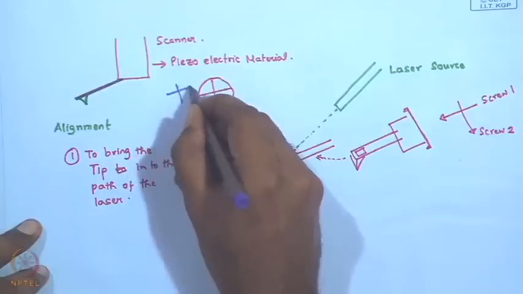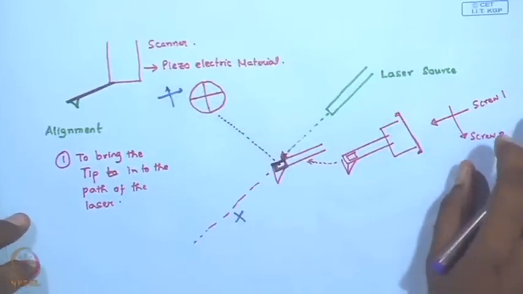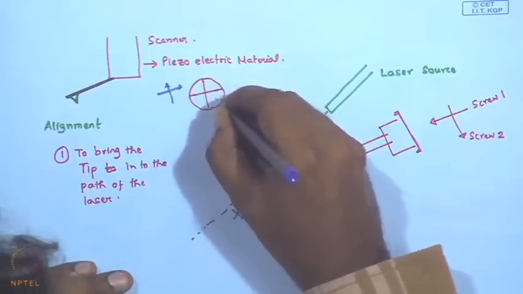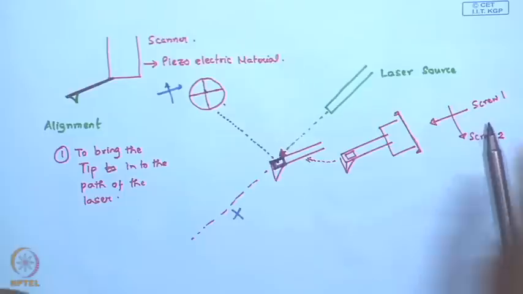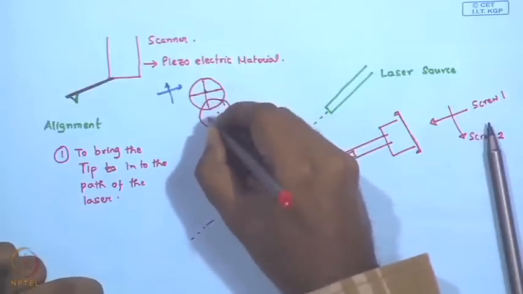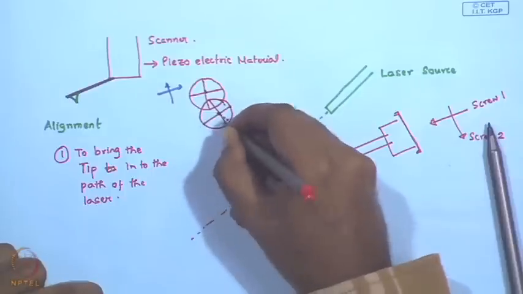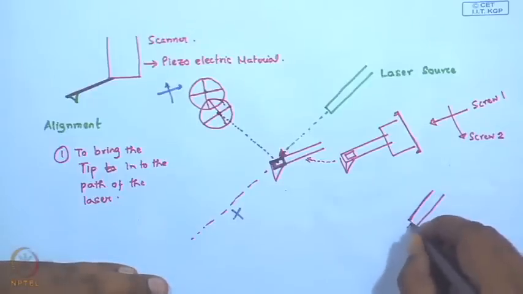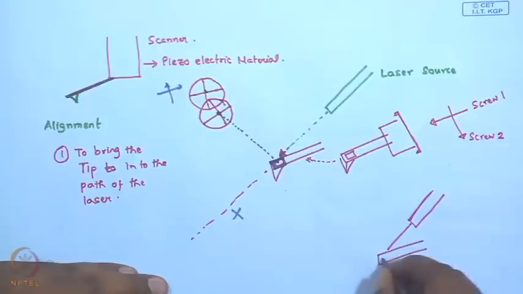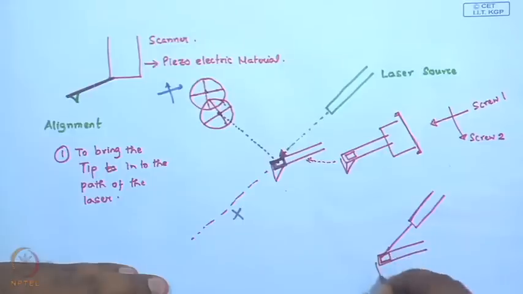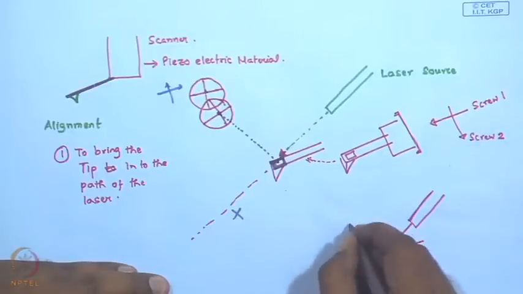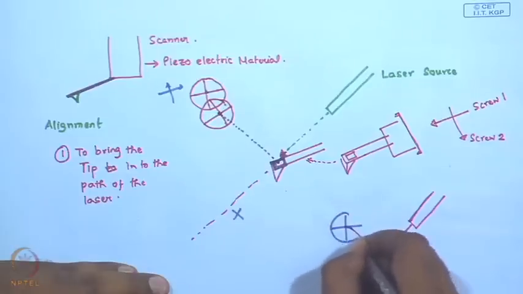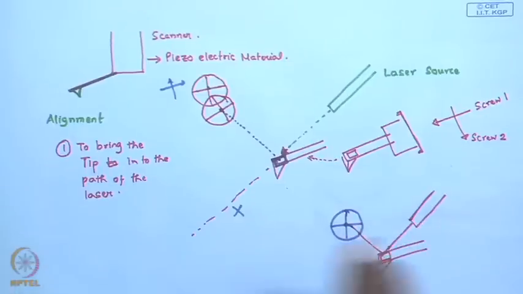And then the second step of alignment, again you have two sets of screws attached to the mounting which holds the PSD or the photodiode. So you turn these, and you move the diode a little bit so that the diode is positioned in such a way that the laser light falls exactly at the center. So this is the final configuration after alignment. You have the laser light coming in, the tip on the path of the light, the light falls on the reflective area and gets reflected in such a fashion that it falls exactly at the center of the QPD or the quadrant photodiode.